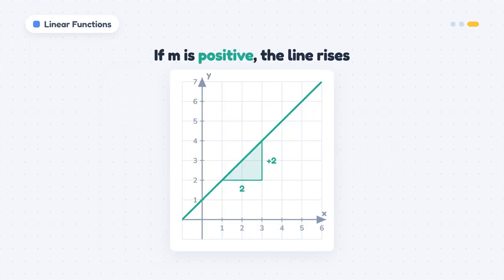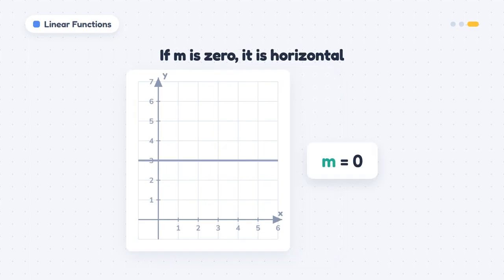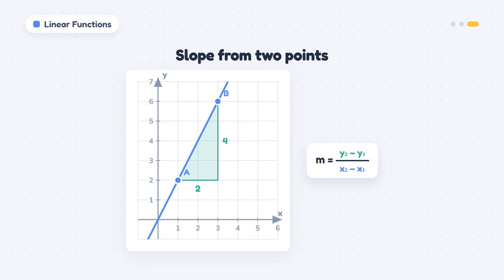The sign of m tells you the direction. If m is positive, the line rises towards the right. If m is negative, it falls towards the right instead. And if m is 0, nothing happens at all. The line runs horizontally.